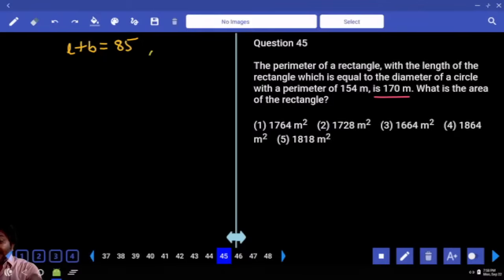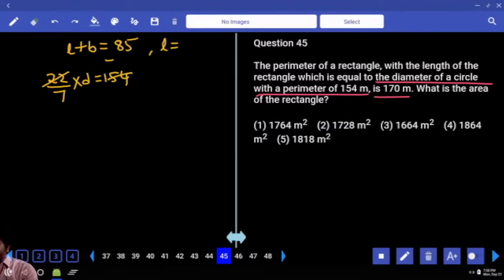Where it is said that length is equal to diameter of the circle with perimeter 154. So 2 pi r, instead what I will do is pi d, because we need diameter, right? If we need r, you can write it as 2 pi r, but we need d. So I will write it as pi d. 22 by 7 into d is equal to 154. 22 7 times, then diameter 49, length is equal to 49, then breadth will be 36.